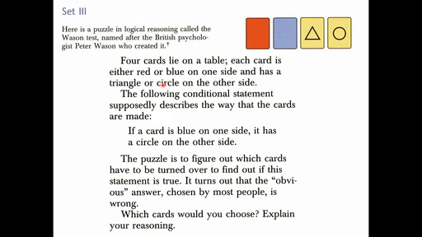The other side has a triangle or a circle. So we know on the other side of this is a triangle or a circle. The other side of that is a triangle or a circle. The only possibilities. The following conditional statement supposedly describes the way that the cards are made. If a card is blue on one side, it has a circle on the other. That describes all the cards in this deck.